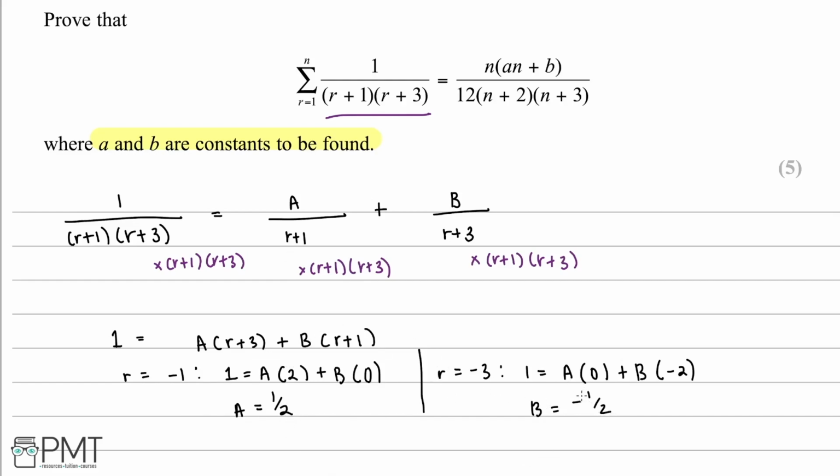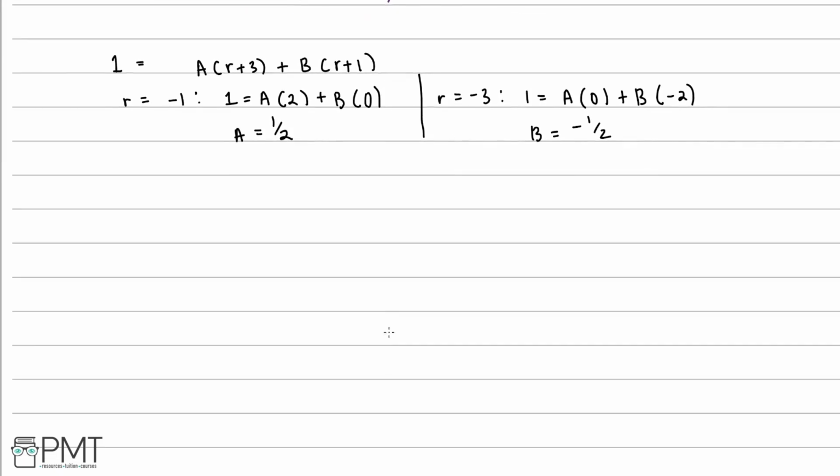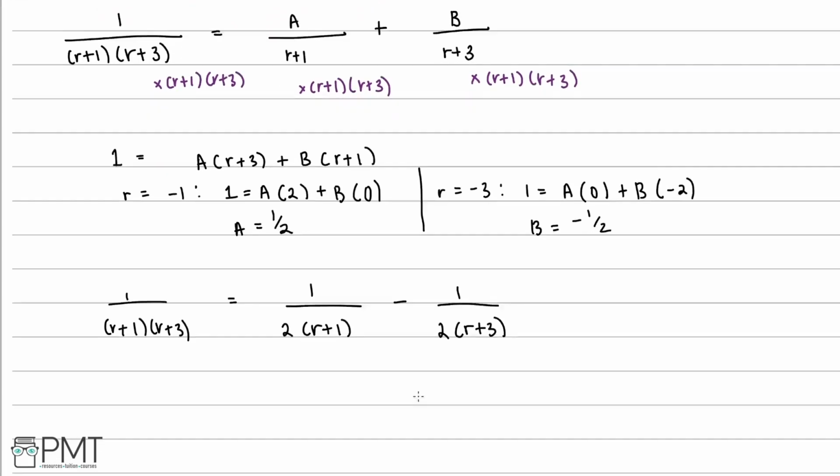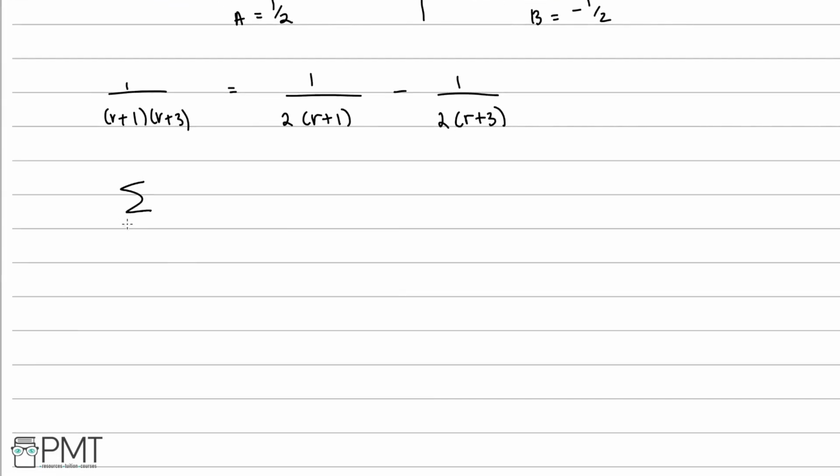We can use this and plug it back into our equation for the partial fractions in order to calculate the partial fraction version of 1 over (r plus 1) times (r plus 3). Thus, when a is equal to a half, we will have 1 over 2 times (r plus 1). And because b is minus a half, we'll have minus 1 over 2 times (r plus 3). As such, our question now becomes the sum from 1 to n of 1 over 2 times (r plus 1) minus 1 over 2 times (r plus 3).